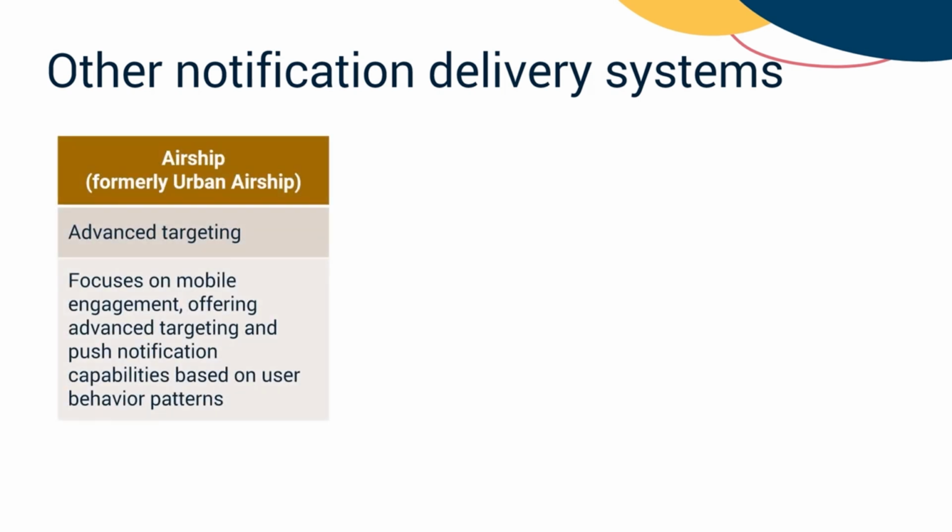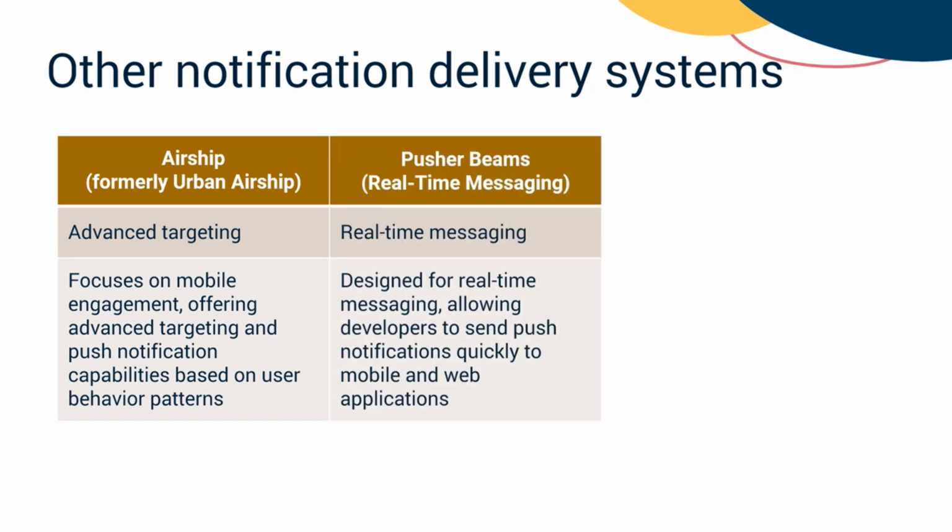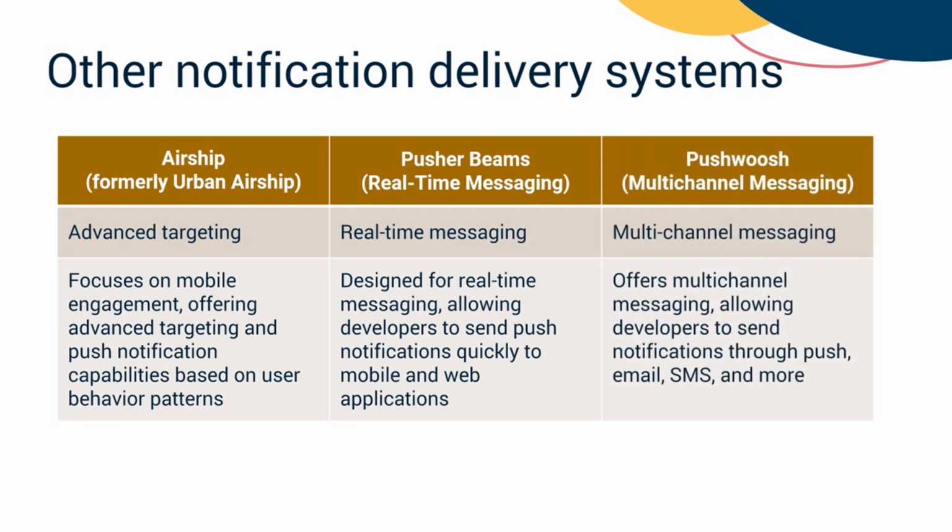Airship, formerly known as Urban Airship, focuses on mobile engagement, offering advanced targeting and push notification capabilities. It helps developers send notifications based on user behavior patterns. Pusher Beams is designed for real-time messaging and allows developers to send push notifications. Pushwoosh offers multi-channel messaging, allowing developers to send notifications through push, email, SMS, and more.